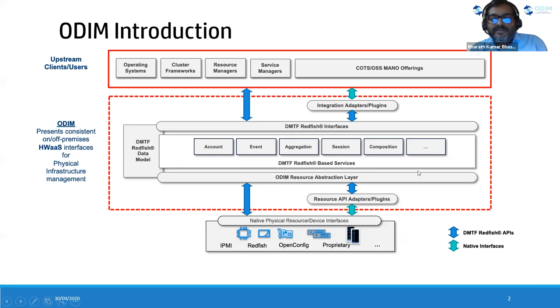If you go further down a little bit, you will see the abstraction layer, and that is the plugin layer. Southward also we have a Redfish API being exposed, so we connect to the devices using the Redfish API. Between the plugin and ODIM is Redfish, but depending on the device interface, it could be IPMI, Redfish, or any other proprietary interfaces. All right, so this is the general architectural introduction for ODIM.